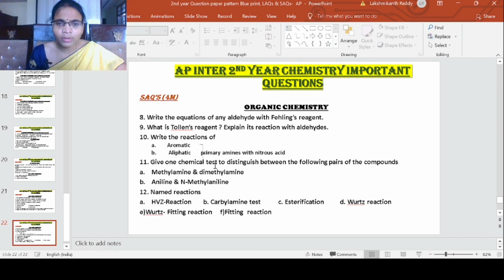Okay. So, give chemical tests to distinguish between the following pairs of compounds. So, how to distinguish methylamine, dimethylamine, aniline, N-methylaniline. Next, name reactions. You need to concentrate on the name reactions that I'm giving, some repeated name reactions: HVZ reaction, carbylamine test, esterification, Wurtz reaction, Wurtz-Fittig reaction. Okay. So these are the expected short answer type questions from all chapters. Okay.